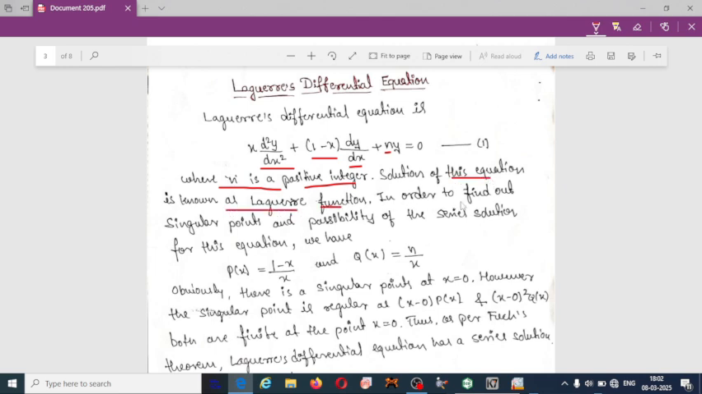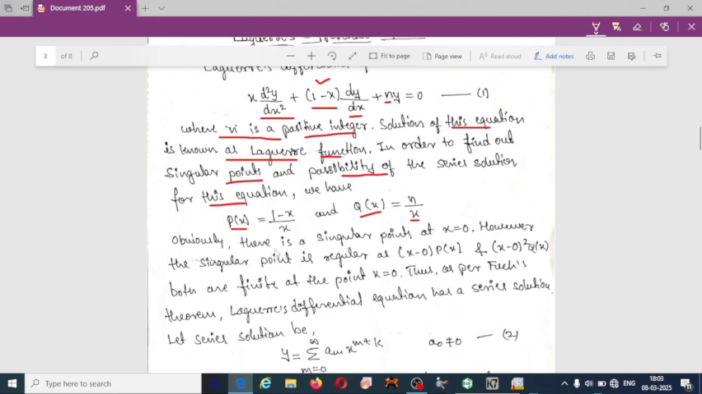As I said, in order to find out singular points and the possibility of a series solution of this equation, we have to consider p of x equals (1 minus x) divided by x. So here p of x we can consider (1 minus x) divided by x, and q of x is n divided by x. Obviously there is a singular point at x equal to 0. If you put x equal to 0, you will get the singular point.